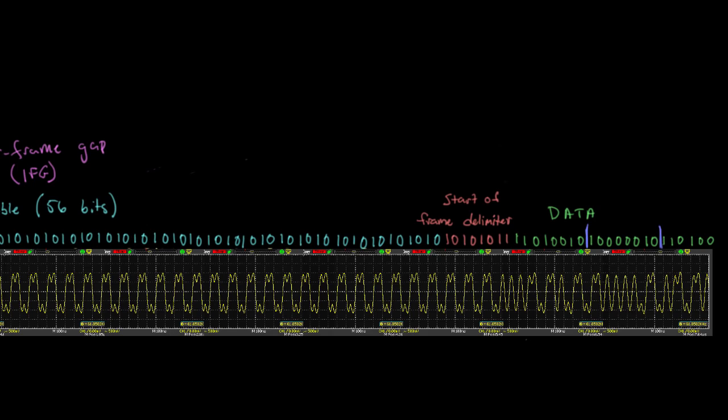In practice, frame sizes tend to vary between 64 bytes and 1,500 bytes. But in some high-performance networks, you may see frames as large as 9,000 bytes or more, and those are generally referred to as jumbo frames.